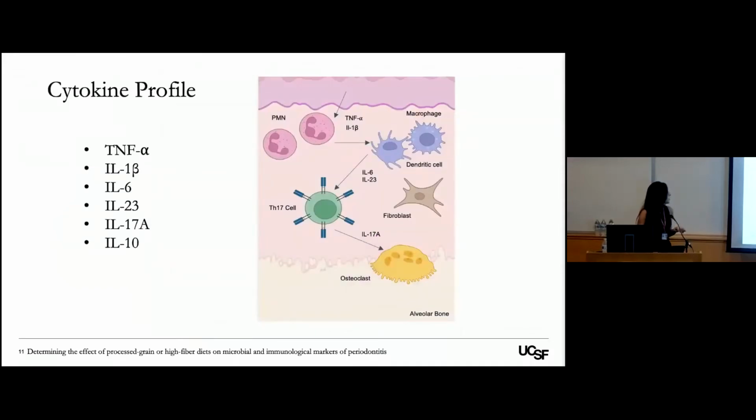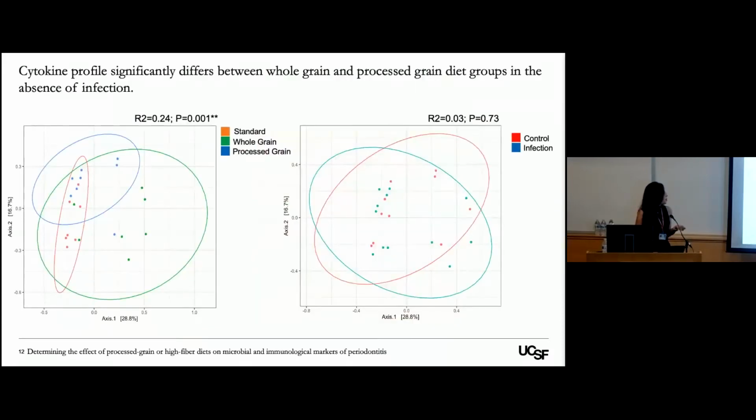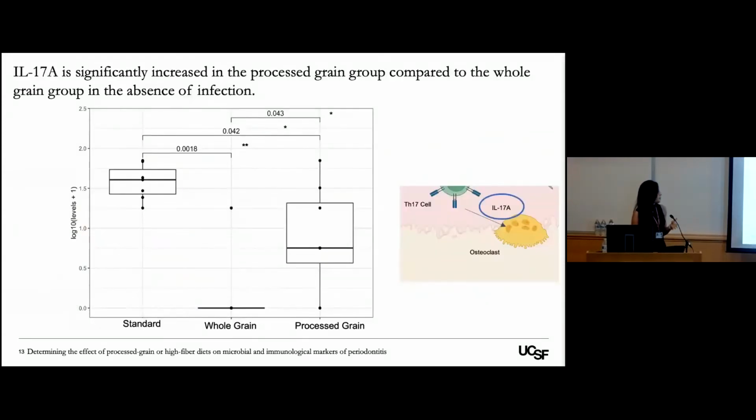Moving on, we next sought to understand how diets are affecting the inflammatory profile of the tissues. To do this, we looked at the levels of various cytokines that are recognized for their role in soft and hard tissue destruction in periodontitis. We saw that between the whole grain and processed grain diets, there was a significant difference in the cytokine profiles in the absence of infection, but not in the presence of infection. Looking more closely to determine what's really driving these differences, we saw that the processed grain diet had a significantly higher level of IL-17A compared to the whole grain diet. And this was really exciting to me because IL-17A is recognized for its role in promoting alveolar bone loss.